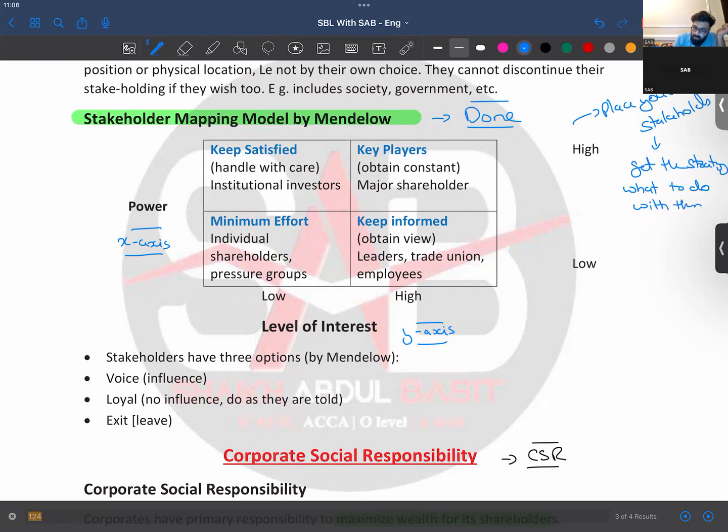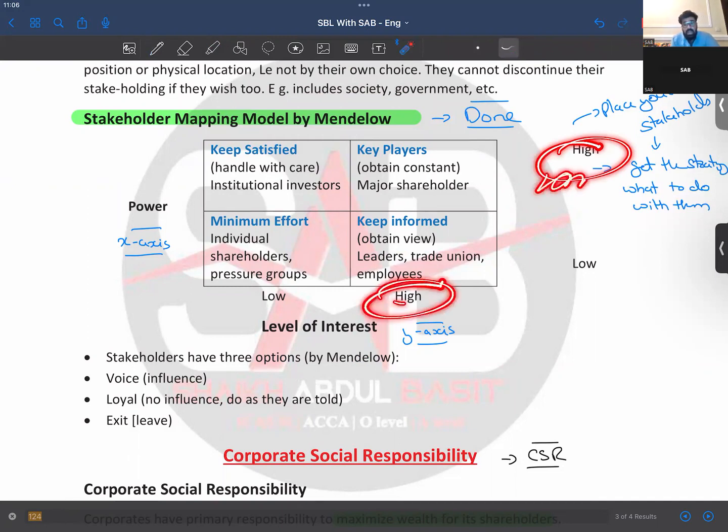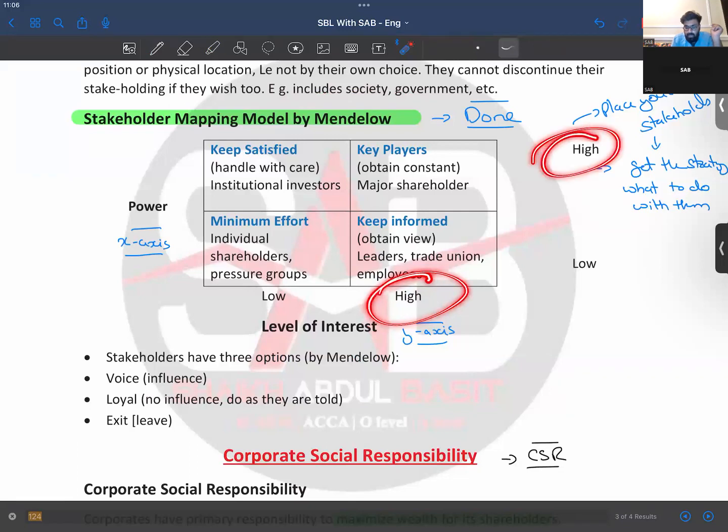You will get that. Now, if your stakeholder has high power and high interest in you, that means the stakeholder has the highest power and is also taking interest in your activities. If your stakeholder has high power and high interest, that means he's your key player.